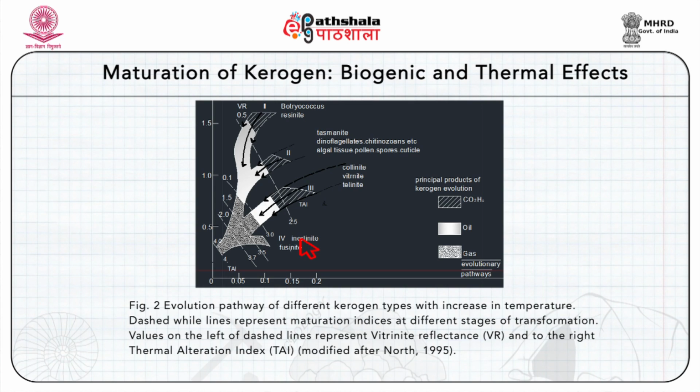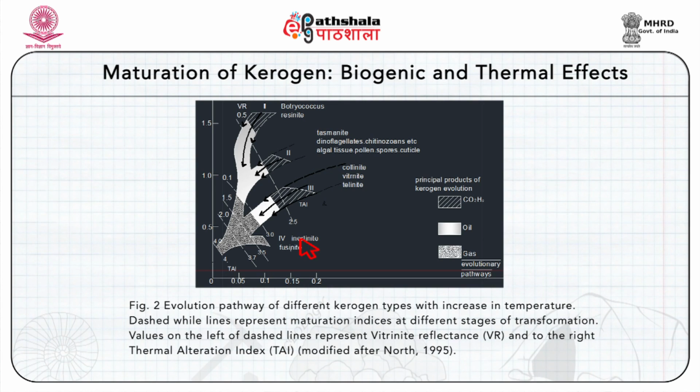What we can see is that above this diagram we have superimposed 2 more maturation indices. One is vitrinite reflectance, another is the thermal alteration index. So, on one side the VR indicates the vitrinite reflectance and TAI indicates the thermal alteration index.